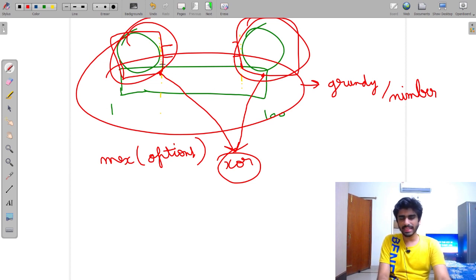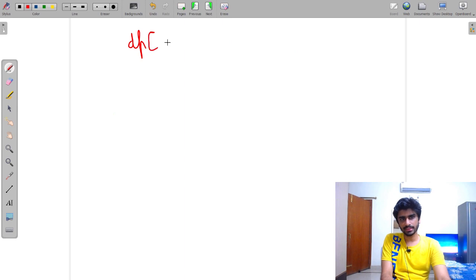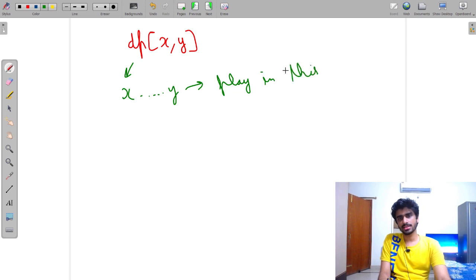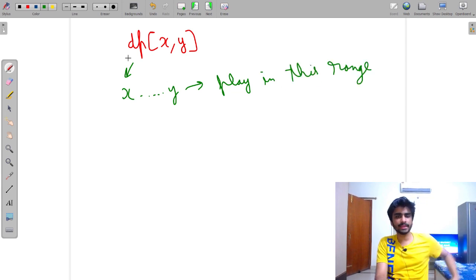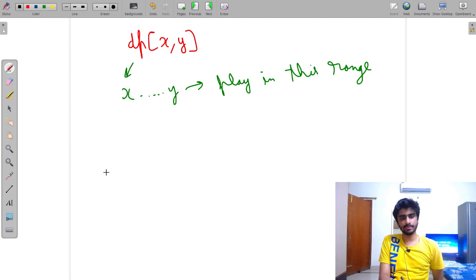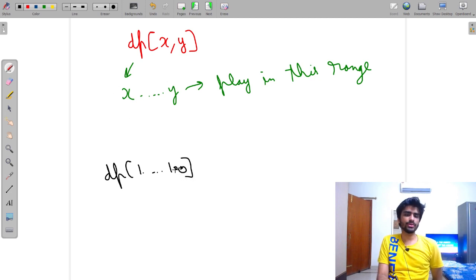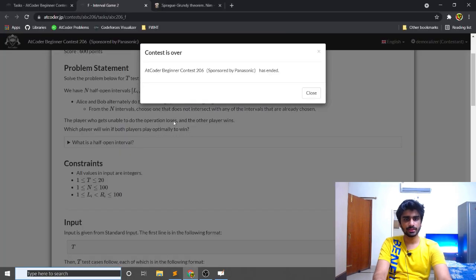So taking this idea forward, we can come up with a dp[x][y]. dp[x][y] means that we have the range x comma y, and we have to play in this range. Obviously, our answer will be dp[1][100], right? And what we want to do in this range is find the max of the Grundy values that are present here. So once we find the max of the Grundy values, that's all we have to do. So yeah, that's the problem.